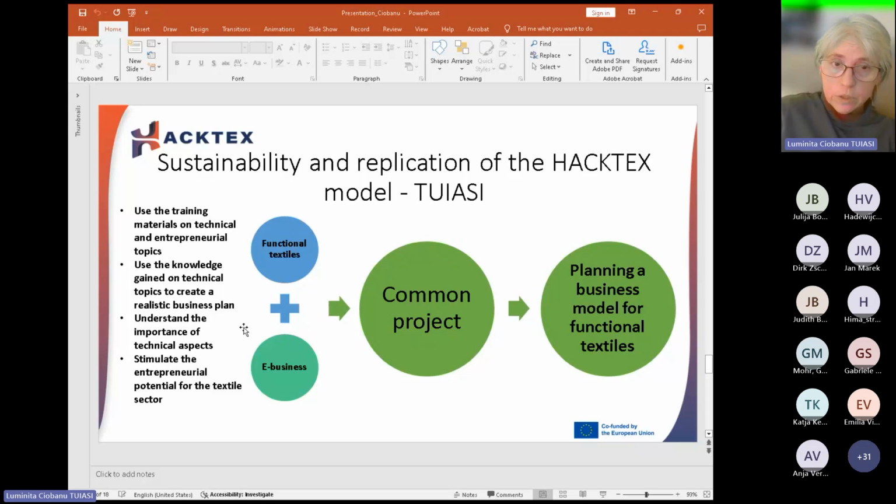So we have 2 lectures. My lecture is Functional Textiles. It discusses the technical aspects of functional textiles. And my colleague has a lecture called E-Business, where she discusses, among others, how to apply business models. And we have a common project that plans a business model for functional textiles that are defined in my part of the project, where students work at my laboratory, in our functional textiles laboratories, and then we go and create this business model.